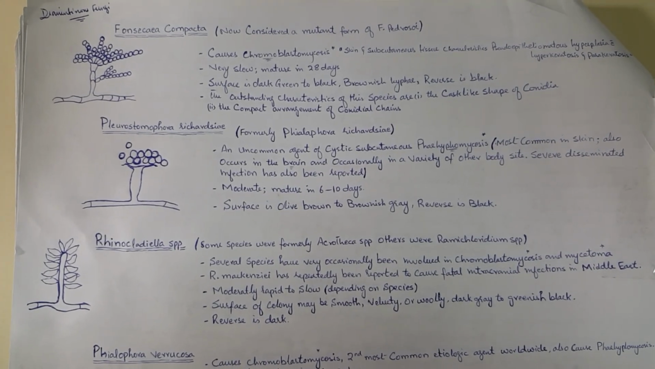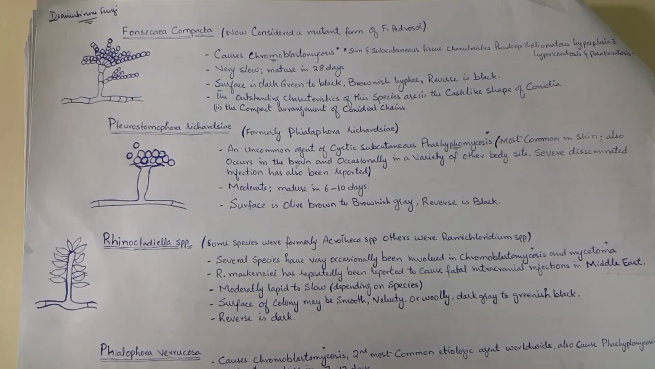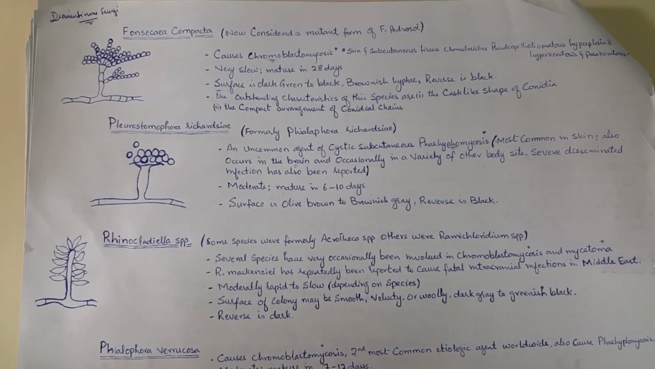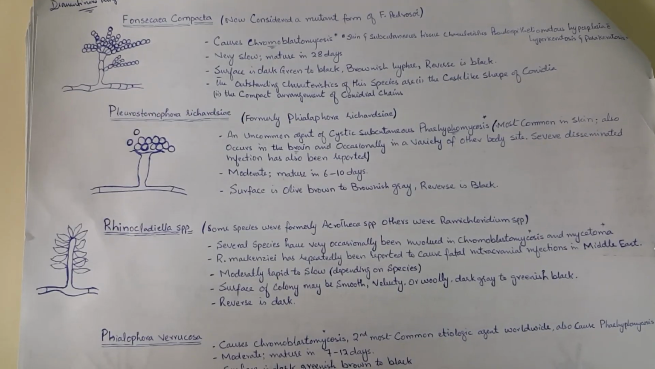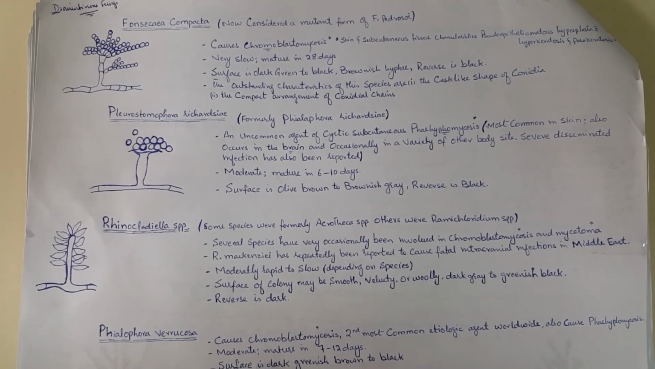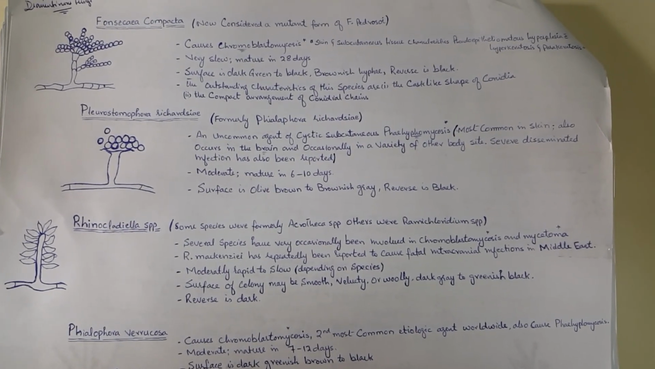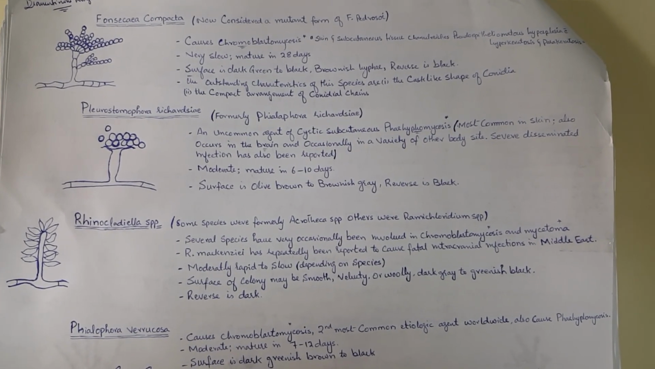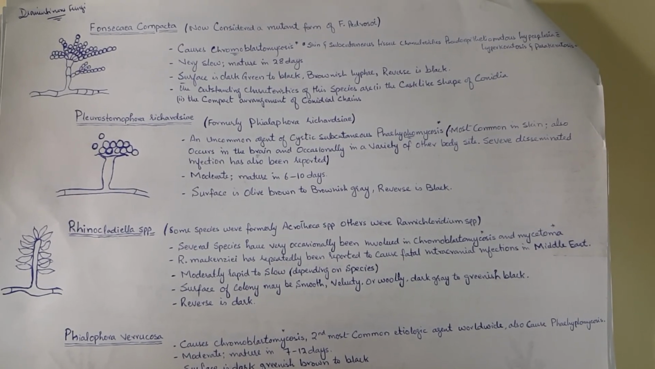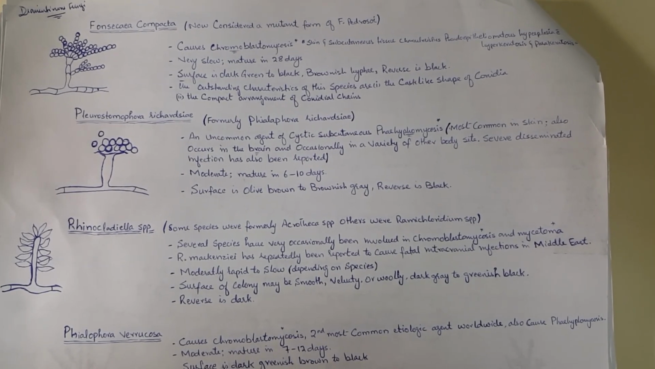Further in dematiaceous fungi, the Fonsecaea compacta, now considered a mutant of Fonsecaea pedrosoi, is a major cause of chromoblastomycosis, that is, a skin and subcutaneous tissue infection characterized by pseudoepitheliomatous hyperplasia with hyperkeratosis or parakeratosis. Very slow, and matures in 28 days.